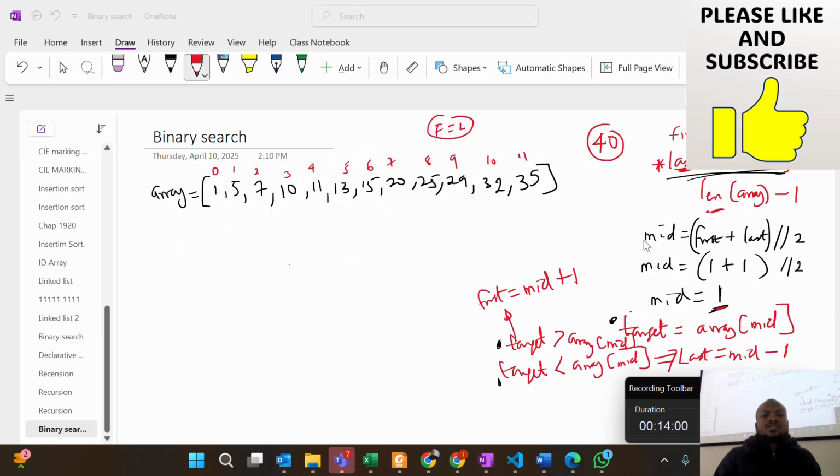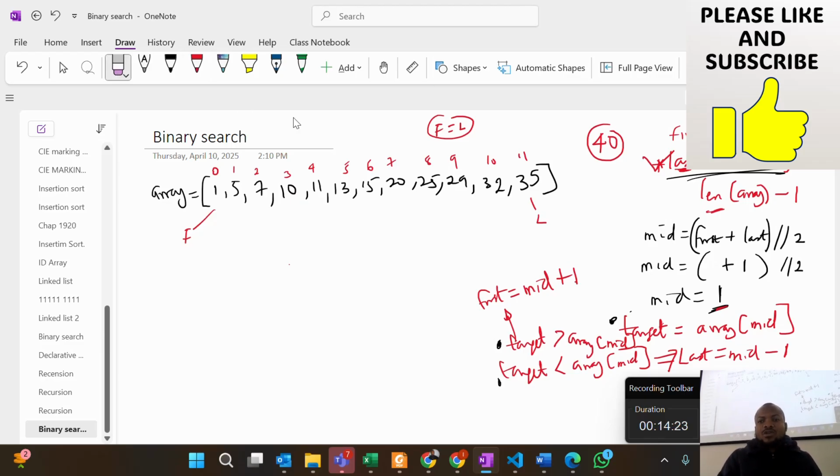Now to search for 40, like I told you guys, the first thing is to identify the first index and what? The last index. Our first index is still what? 0. And the last index that we adopt here is still what? Length of array. Is that understood? It's still length of array. So what is the mid? The first plus last, so divided by 2, isn't it?